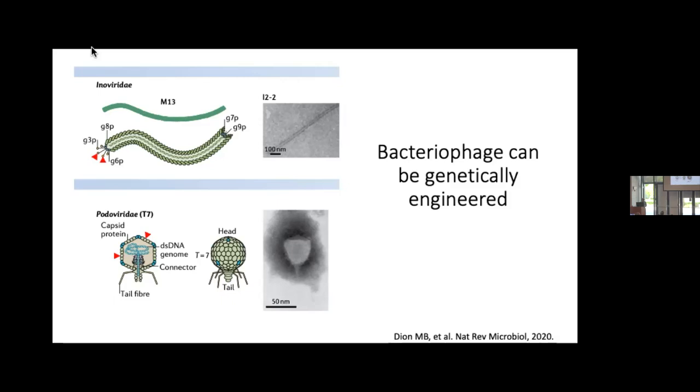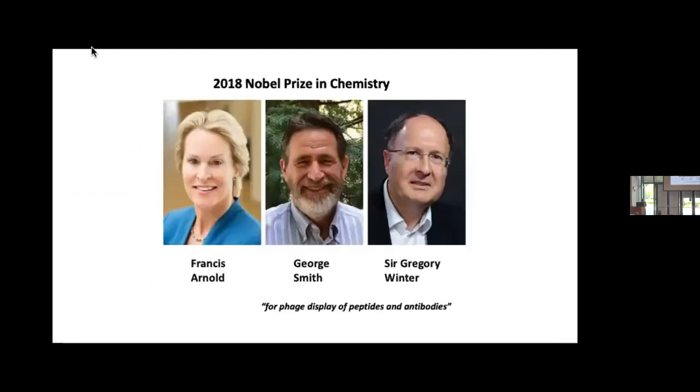For M13 in particular, this was leveraged for display of antibody fragments, or Fabs and scFvs, and has long been a workhorse for the development of monoclonal antibodies. So really important reagents in the lab. So important enough that in 2018, a Nobel Prize was awarded to Smith and Winter for "phage display of peptides and antibodies." So really fundamental stuff, really important biology, just a powerful tool that has been in use for decades and is continuing to get refined and used.